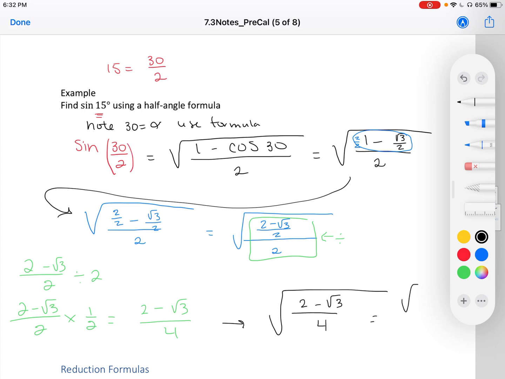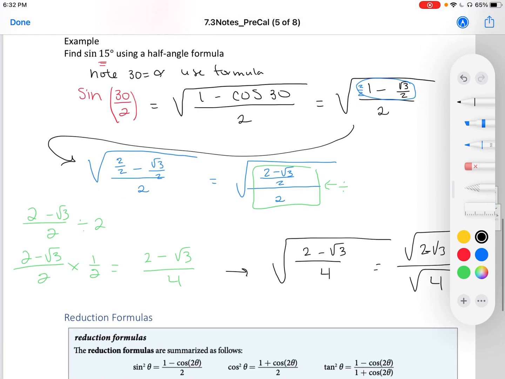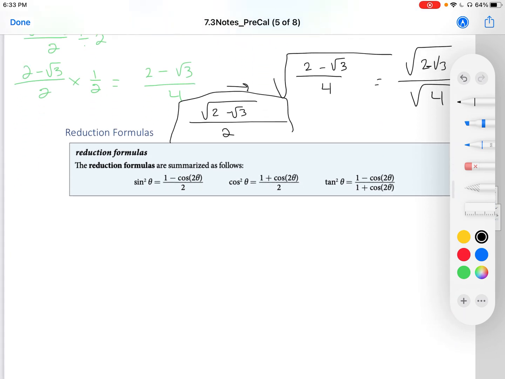And I can split my radical: the square root of 4 at the bottom, and I have the square root of 2 minus the square root of 3. The square root of 4 is 2. So I have the square root of 2 minus square root of 3, over 2. That's our final answer. And as you see, we were done with the trigonometry portion in 2 steps. The algebra was all that time it took to do it.